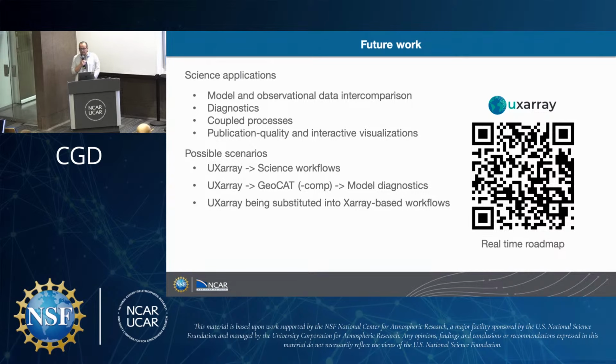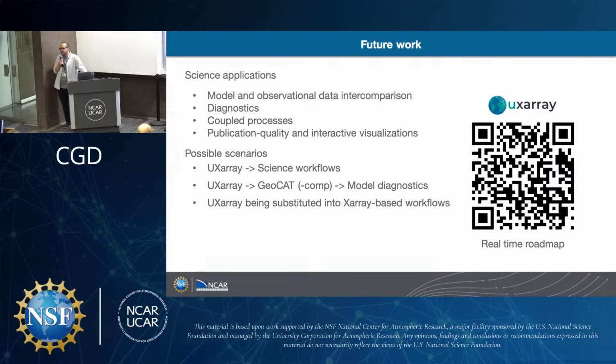Future science applications that UXarray might help support would be model and observational data intercomparisons, because of support for structured grids, point cloud data, and also several unstructured grids. Diagnostic framework workflows would be another area where we could help. And also coupled processes can be something that UXarray might be helping with, like ocean and atmospheric applications. And also publication quality and interactive visualizations is an area we are looking into improving in the future too.